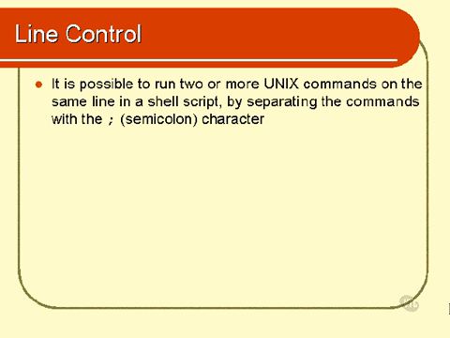Finally, in this chapter we have two shell features that I'd like to show you, both of which pertain to line control. The first of them is that it's actually possible to run two or more Unix commands on the same line in a shell script. In other words, you could run a who command and an ls command on the same line before you press enter, as long as you separate the commands with a semicolon.